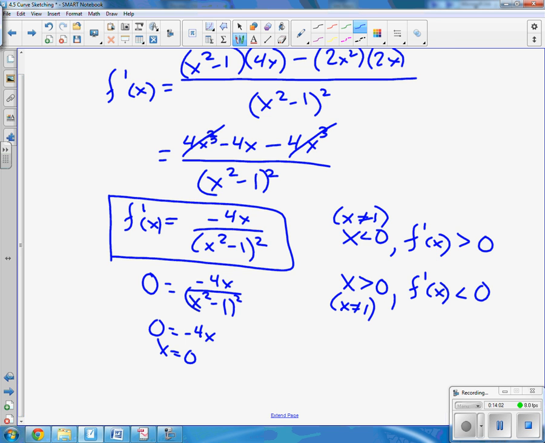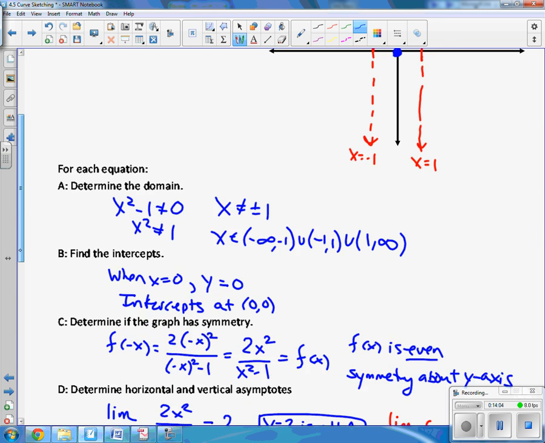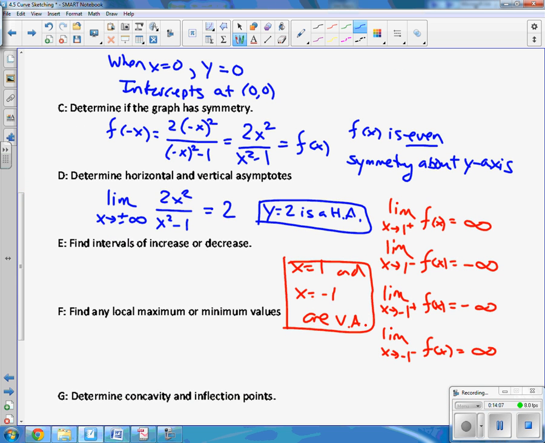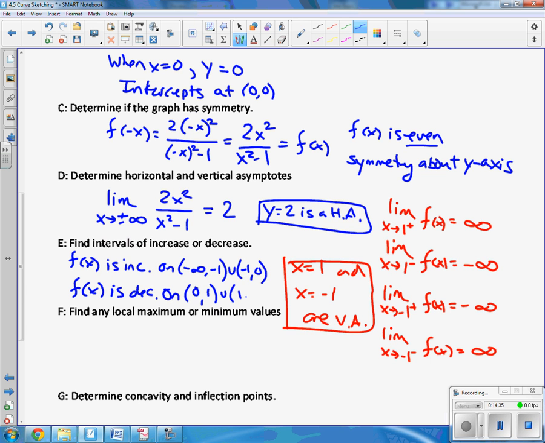So I'm going to go back to my last page here, and I'm going to write my information. So f of x is increasing on the interval from negative infinity to negative 1 and then negative 1 to 0. So from negative infinity to 0, but not including negative 1, since it doesn't exist there. And f of x is decreasing on the interval from 0 to 1 and from 1 to infinity. So all positives except 1.